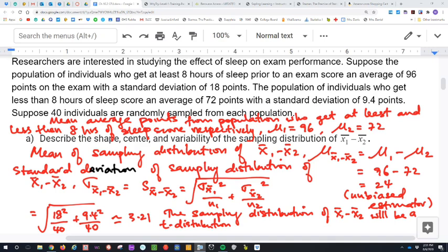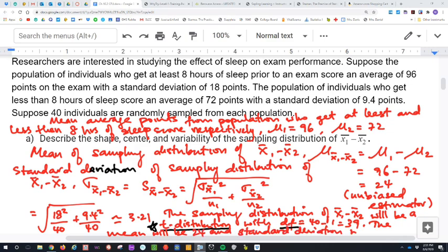In this case, we use a t distribution with degrees of freedom n minus 1. So you need to remember that degrees of freedom for a t distribution is n minus 1. In this case, it is 40 minus 1 equals 39. So the mean will be about 24, and the standard deviation will be about 3.21.